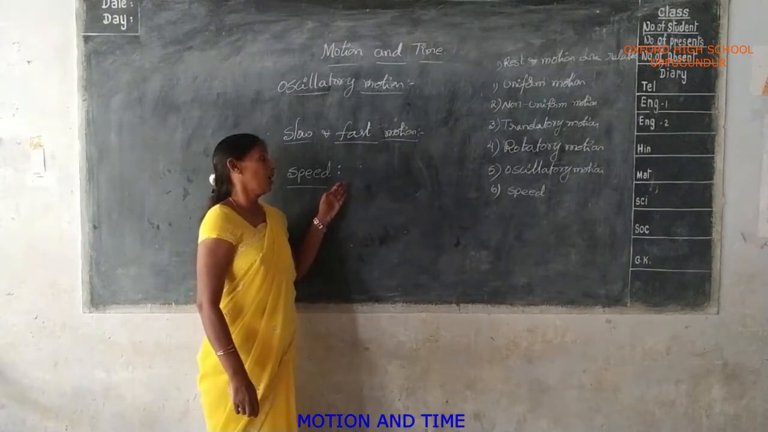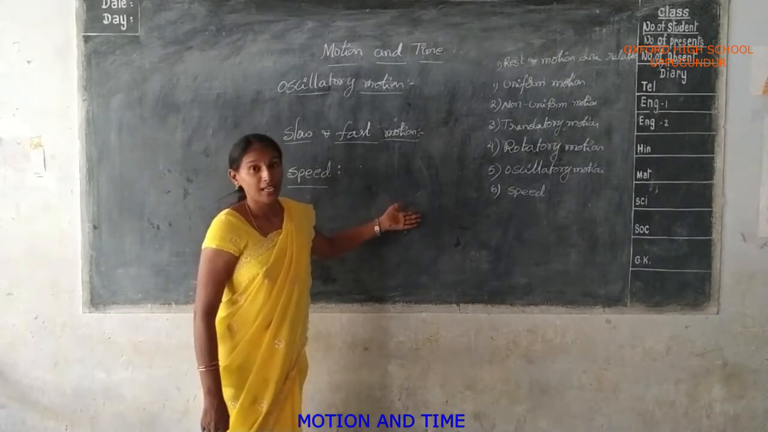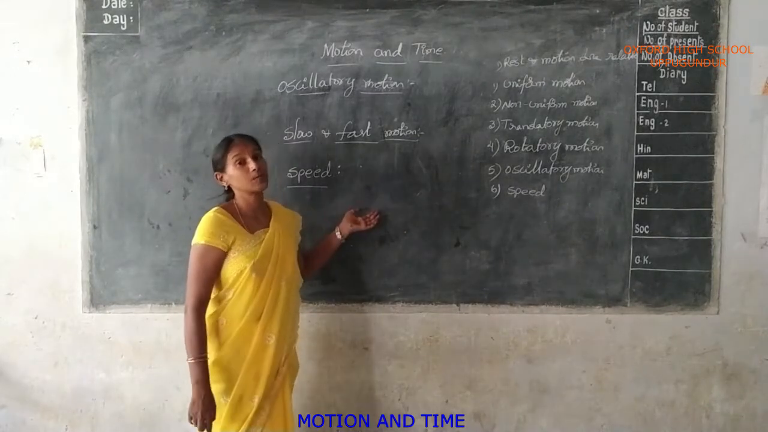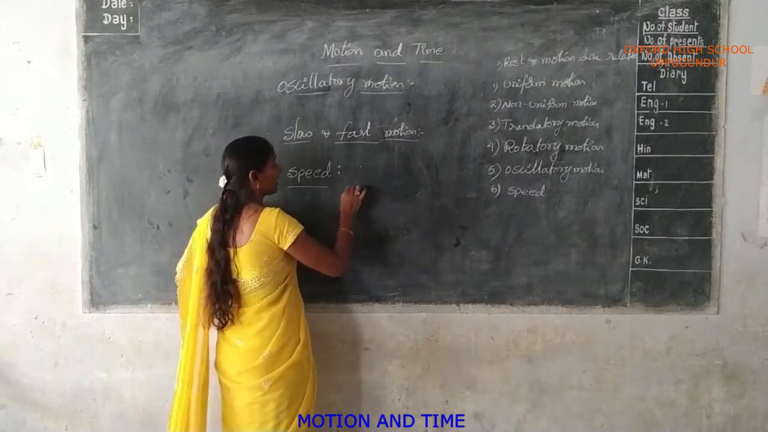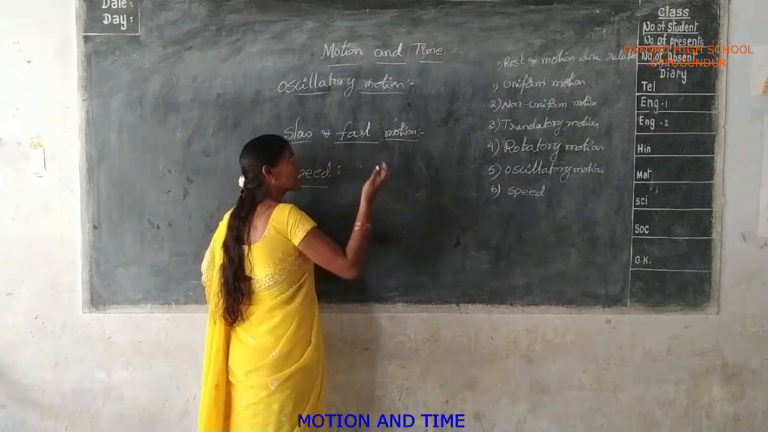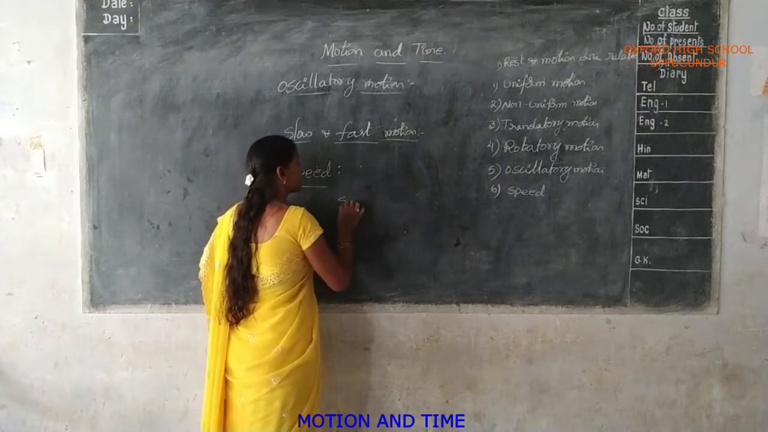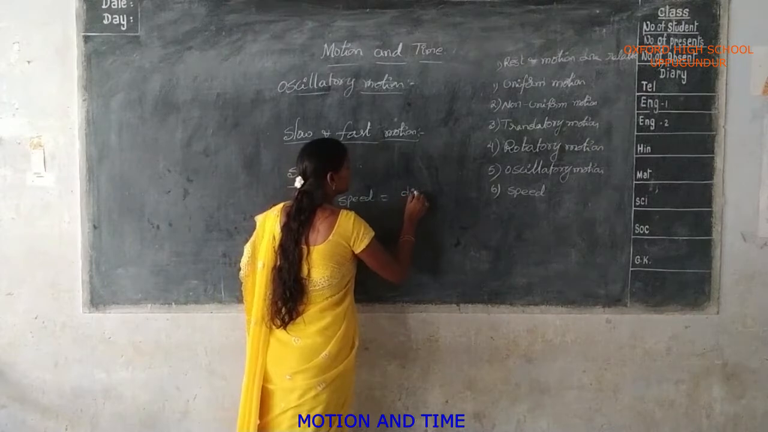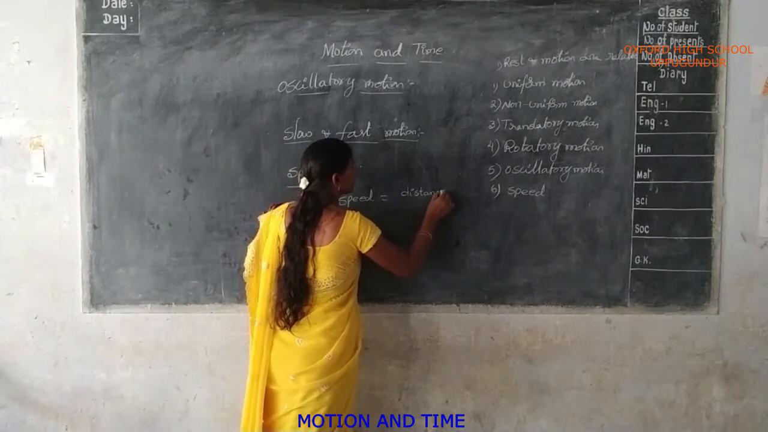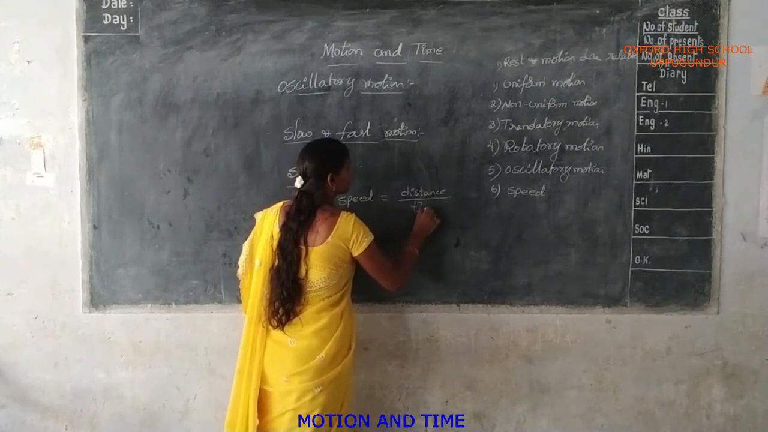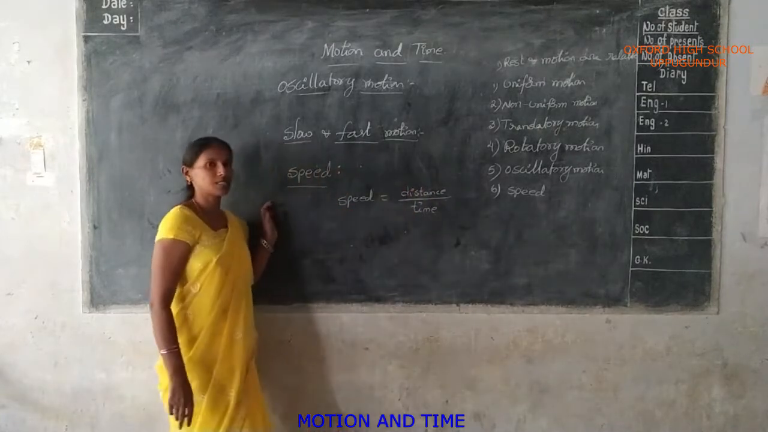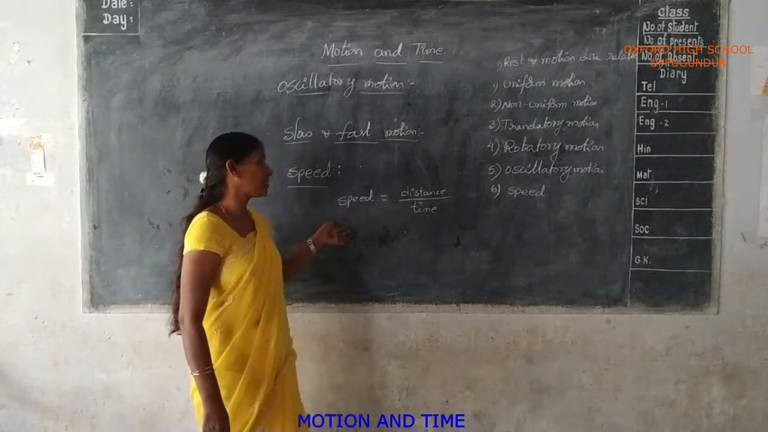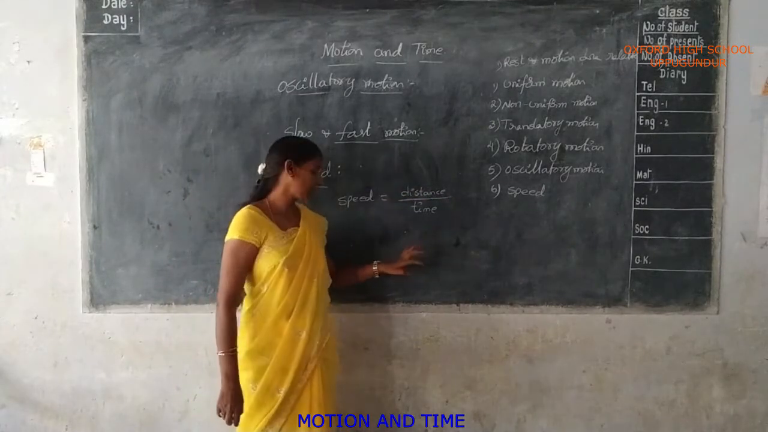Next, we are discussing speed. Speed means distance per unit time taken. Distance per one unit of time taken is called the speed. Speed depends mainly on the distance and the time interval. So speed is equal to distance by time.